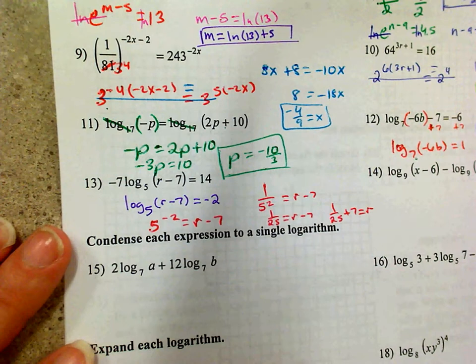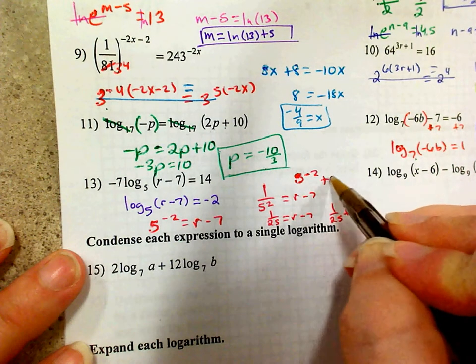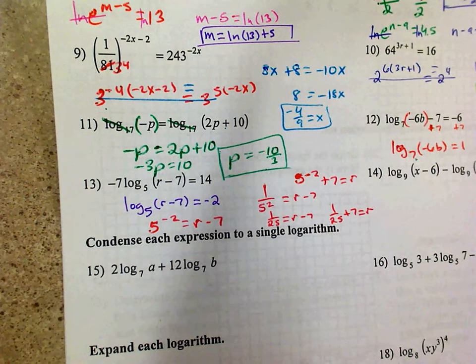Is it okay if you just say 5 to the negative 2 plus 7? I mean, it's correct. So as long as it's not multiple choice, I'm going to accept that as an answer.